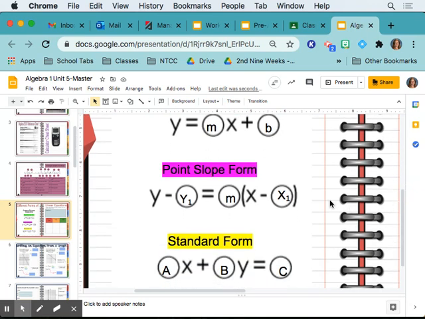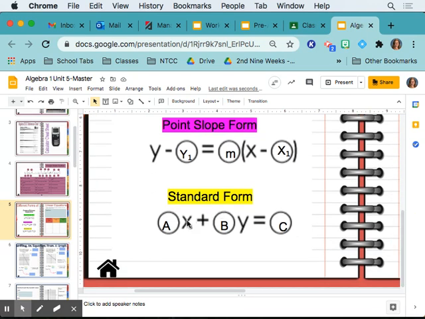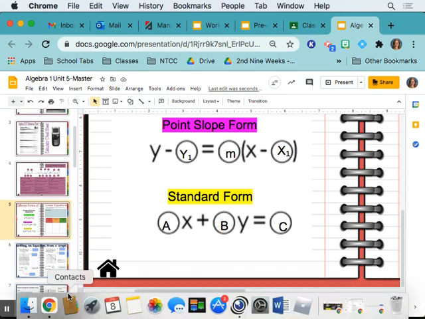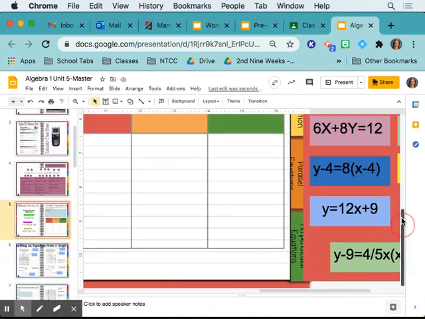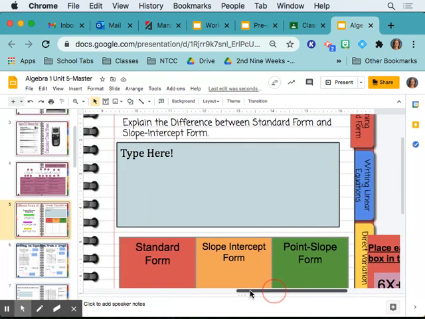Point-slope form, x1, y1 is a point, and M is a slope. Standard form is just written with A, B, and C. A, B, and C are just numbers. Okay, let's go to the other side, the right side of the slide.